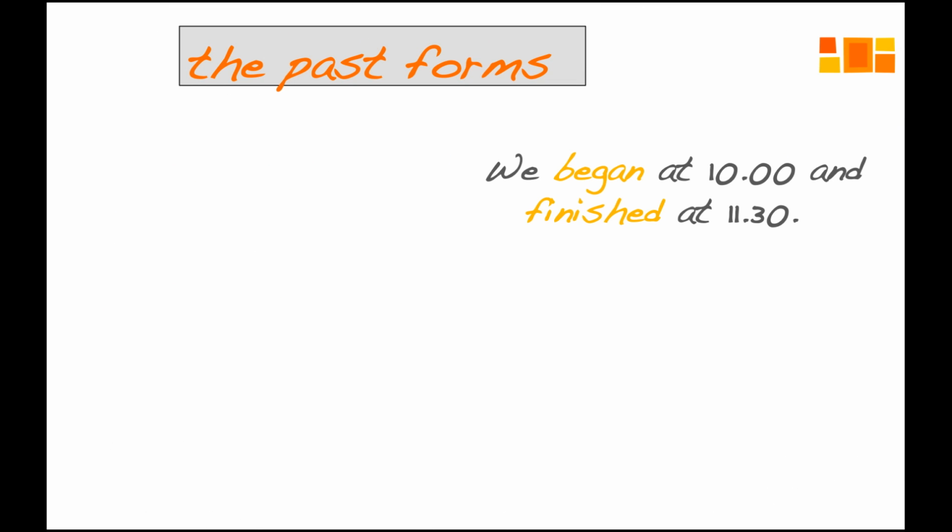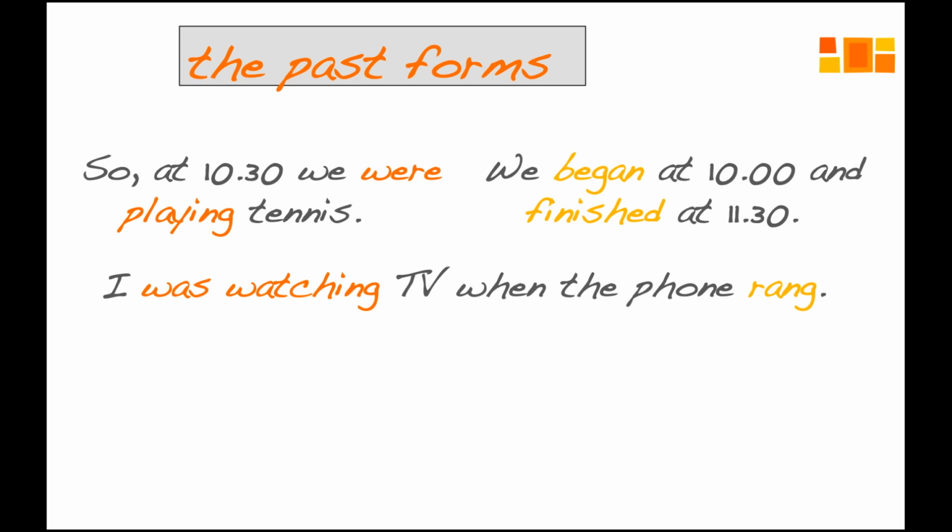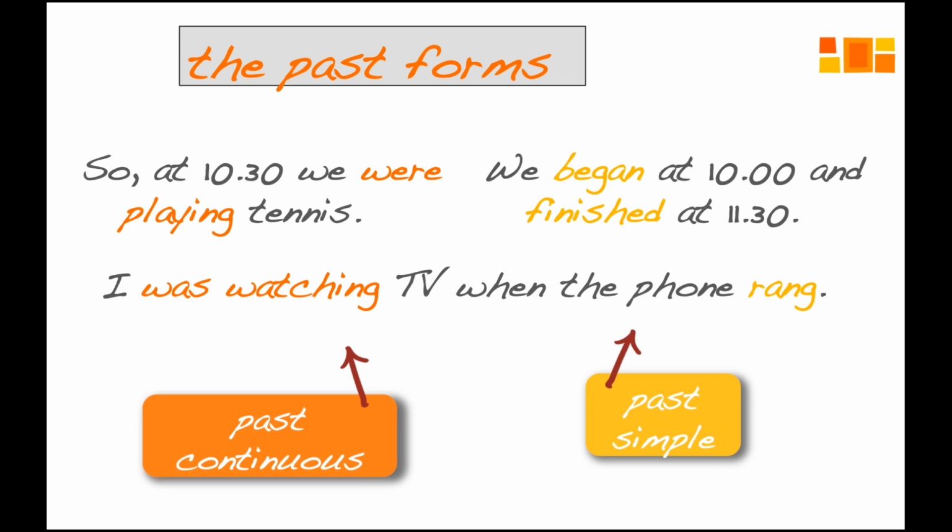That also works for the past, of course. We began at 10 o'clock and finished at 11:30. So at 10:30 we were playing tennis. Or you say, I was watching TV when the phone rang. So again, you've got your simple form here, now in the past of course, and your continuous form here, also in the past. What's the difference? Why did we put the ing form and why did we put the simple form?